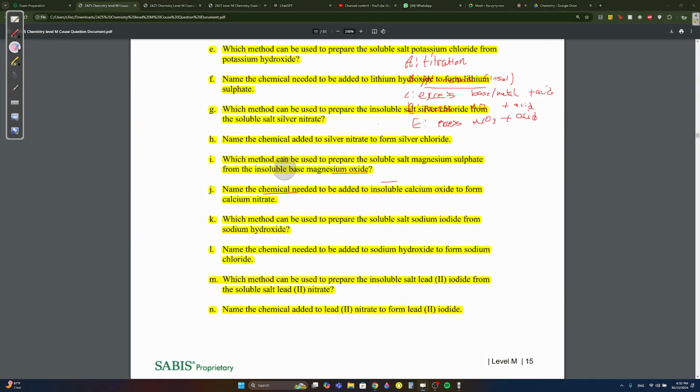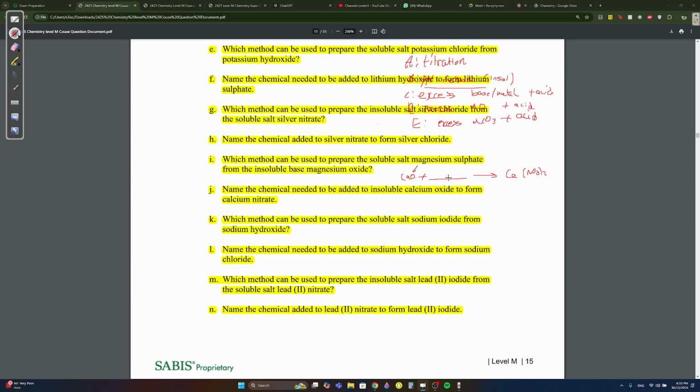J. Name the chemical to be added to insoluble calcium oxide to form calcium nitrate. Okay. Calcium oxide is CaO, plus something to produce calcium nitrate, Ca(NO3)2. This is a metal oxide, right? Metal oxide plus what gets me salt? Always acid plus metal oxide, right? So which method are we going to use? We're going to use method D.